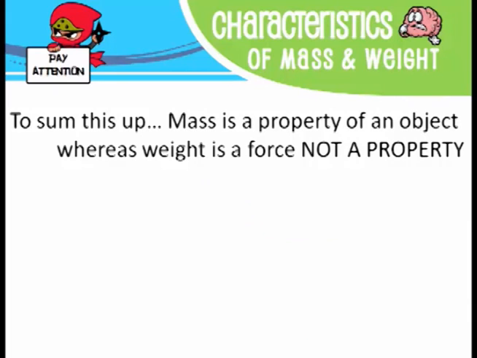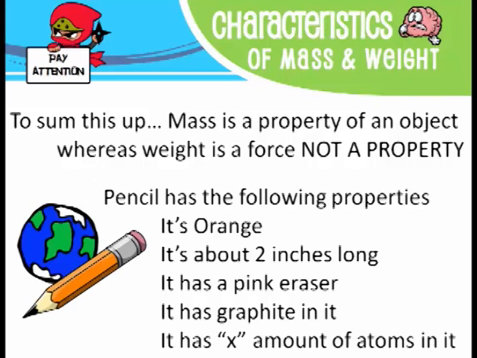Alright, so to sum up everything I mentioned so far, mass is a property of an object, whereas weight is a force, not a property of the object. So for example, I take a pencil. Properties of this pencil are, it's orange, it's about 2 inches long, it has a pink eraser, it has graphite in it, and it has X amount of atoms in it, right? If you picture this pencil, and I take a bunch of little atoms and bunch them together, eventually you get a pencil, right? It's like taking Play-Doh or something. You take a bunch of little balls of Play-Doh, you keep putting them together until you build a pencil. So that's called mass. How much mass the pencil has is a property.